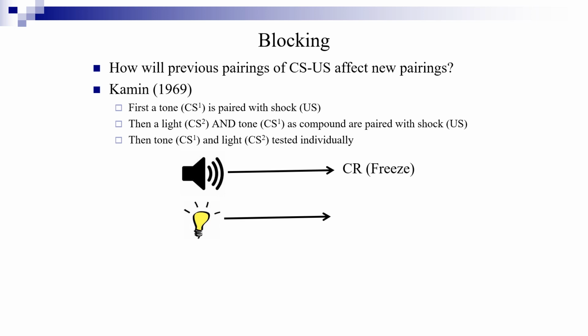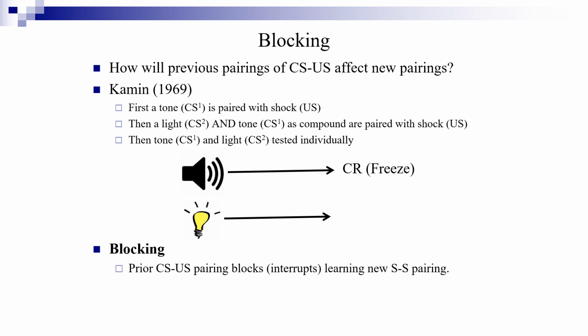And then they wanted to test it by presenting the tone by itself and the light by itself and test them individually to see what their conditioning properties were. And what we see here is that with the tone, there is still a conditioned response, but with the light, there is no conditioned response. So what occurred here is that prior CS-US pairings, in this case, interrupted the new CS-US pairing learning. So the previous pairing of the tone and shock kind of prevented the pairing of light and shock. So the light never gained any conditioning properties. And again, this is due to the previous pairing of the tone and shock together.